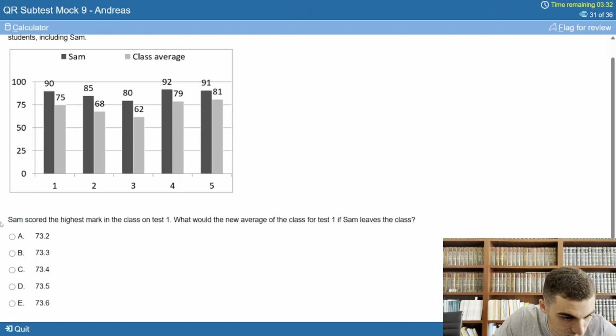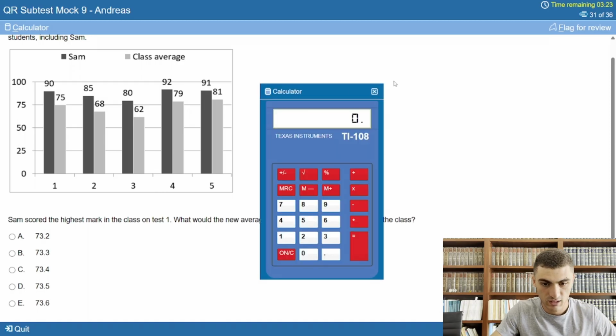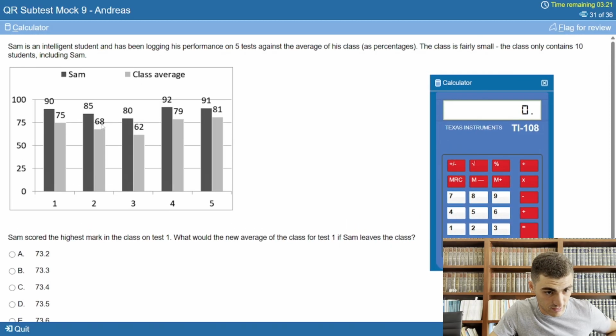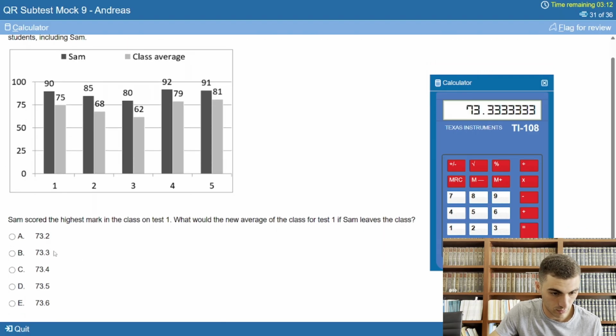Someone scored the highest mark in the class on test 1. What would be the new average of the class for test 1 if somebody? Okay, so it's 750. 75 times 10 is 750. 750 minus 90 is 660. Divide that by 9, 73.3.